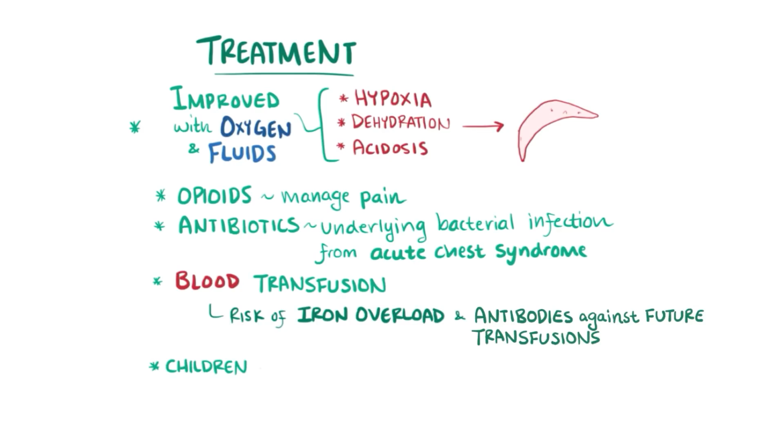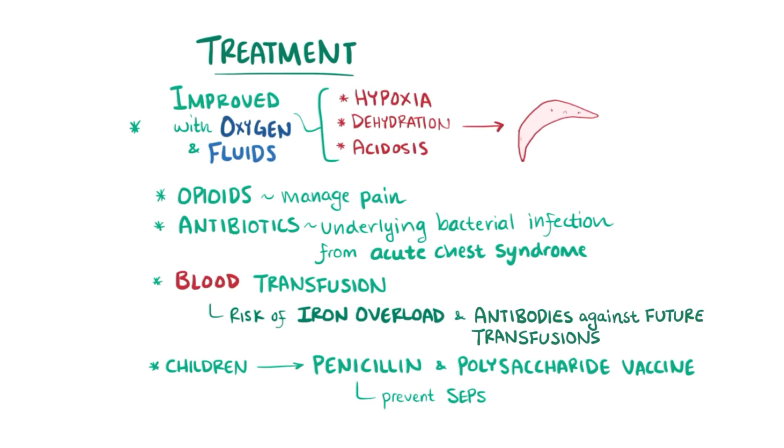Finally, children with sickle cell typically get prophylaxis with penicillin and an additional polysaccharide vaccine against Streptococcus pneumoniae to help prevent sepsis and meningitis with encapsulated bacteria.